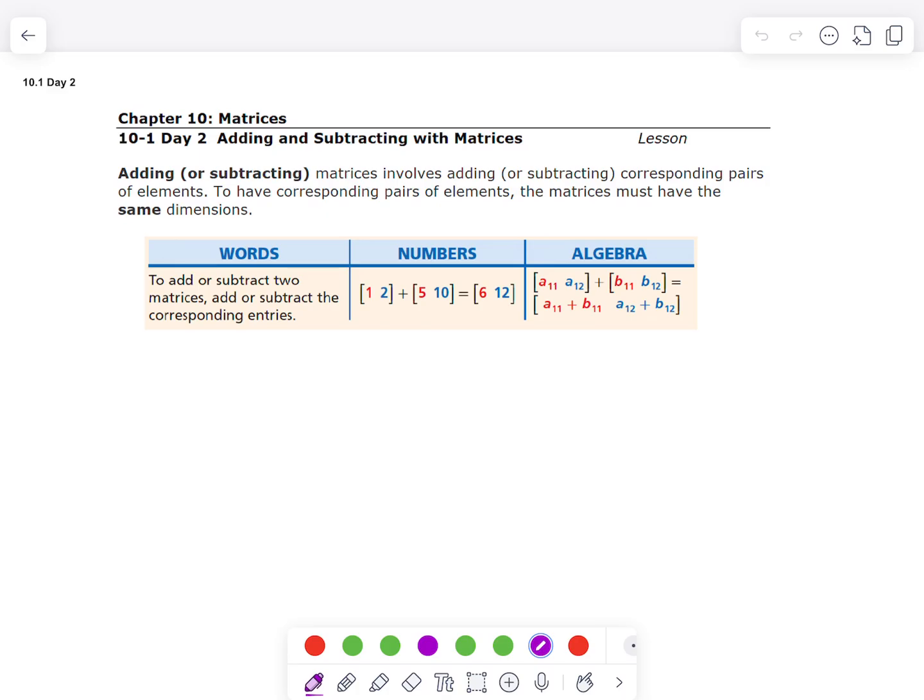All right, this lesson is on adding and subtracting of matrices. When we add or subtract matrices that involve corresponding elements, we want to make sure that our matrices have the same dimensions. So there's an example below here in this chart where we see that the elements are being added to the corresponding parts.